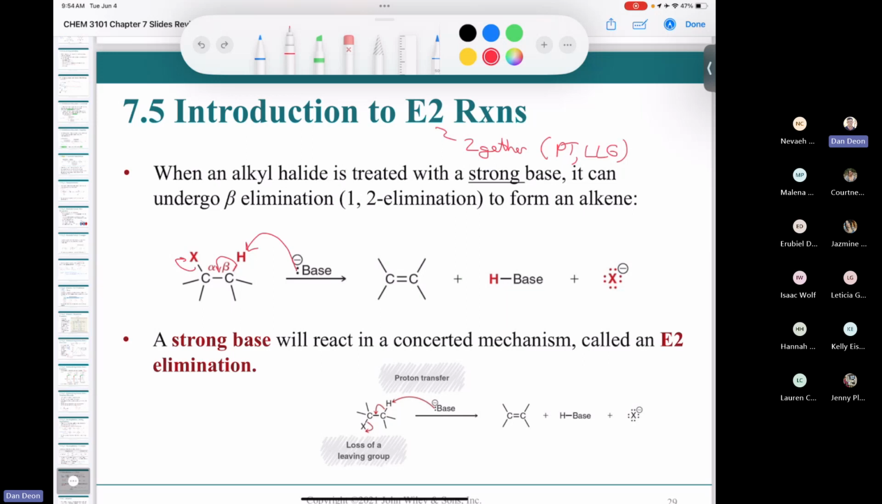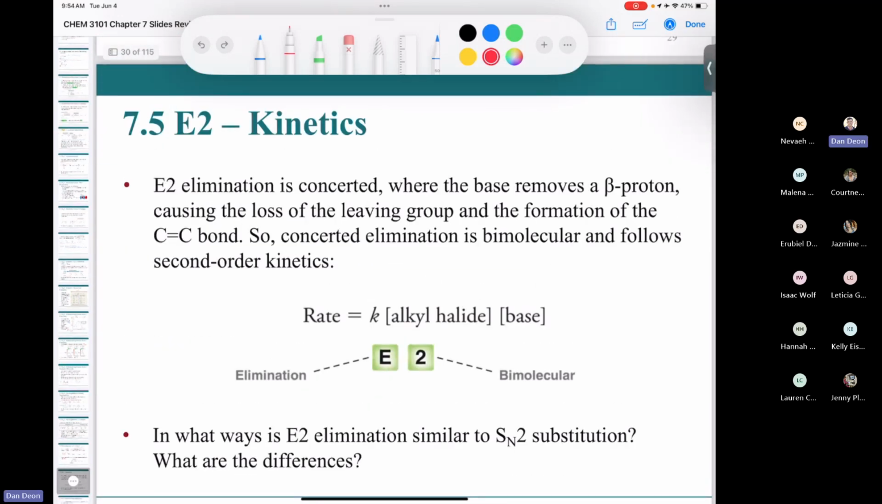Both arrows are drawn, or all three arrows in this case, are drawn at the exact same time. So remember, E2 is elimination, but the 2 is not really standing for together. It stands for second order, okay? So if you had to write a rate law, the rate is equal to the rate constant multiplied by the concentration of alkyl halide, or this is again just your substrate or your starting material, multiplied by the concentration of the base.